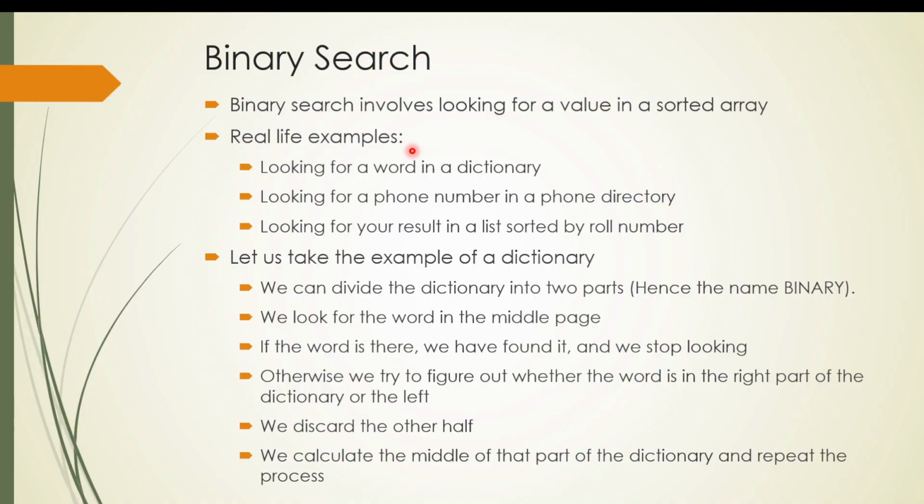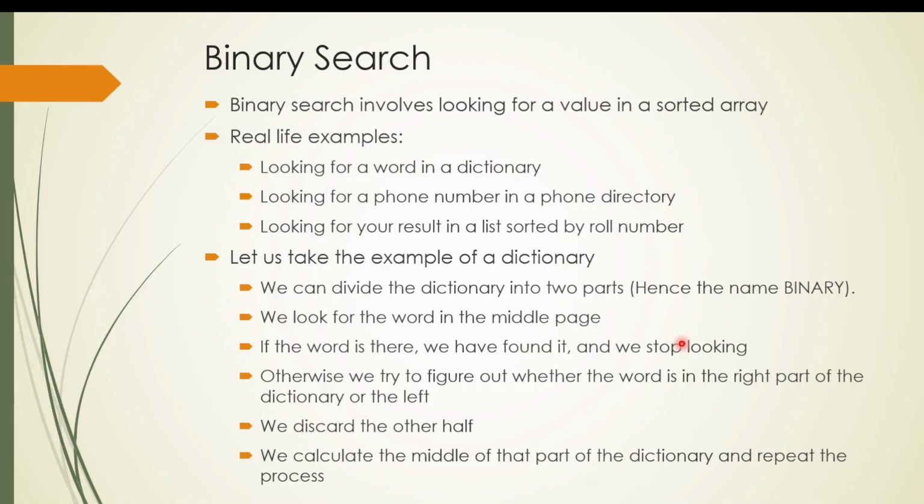The real life examples are looking for a word in a dictionary, and looking for a phone number in a phone directory. In a phone directory, the phone numbers are arranged. In a dictionary, the words are arranged. And looking for your result in a list sorted by roll numbers. For example, if in a gazette you are looking for your result and the gazette contains 10,000 results, you can easily look for your roll number. Why? Because it is sorted by roll number and you can simply figure out where your roll number is.